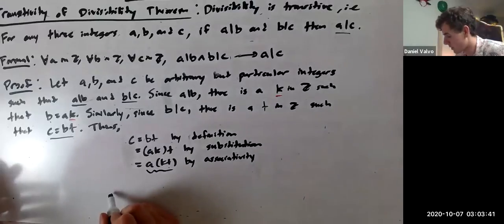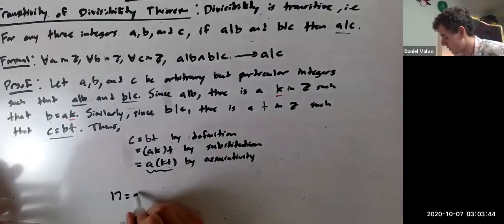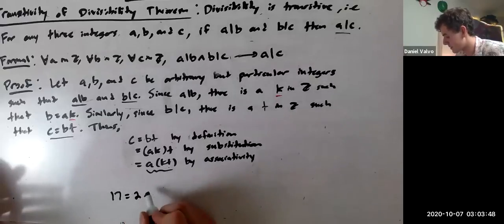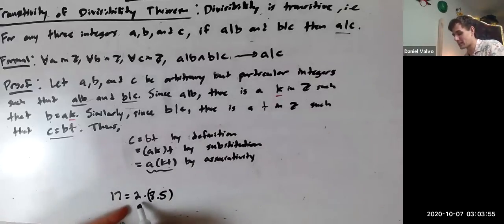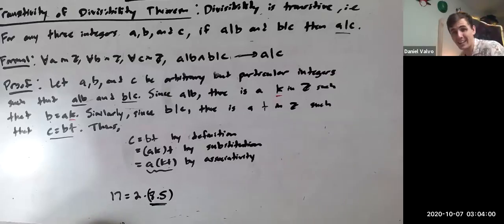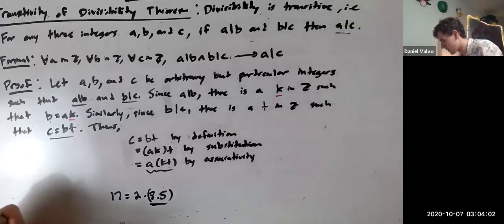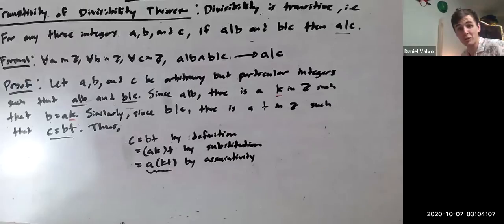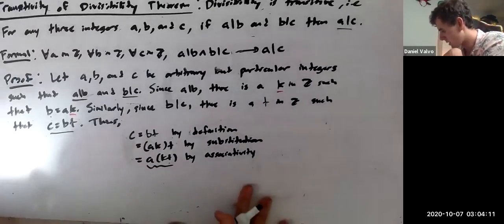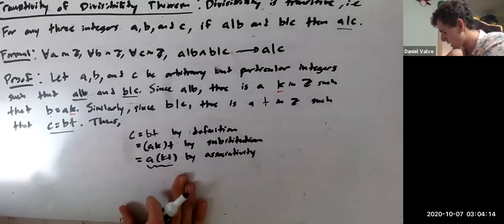Because, for example, you could always make something look like this. Like, for example, 17 equals 2 times 8.5. But this doesn't mean that 17 is divisible by 2. The reason being 8.5 is not an integer. So we need to be very careful to make sure that this is in fact an integer. We don't want to trick ourselves. We don't want to play ourselves, is the whole point. Yes, so we have a times kt.